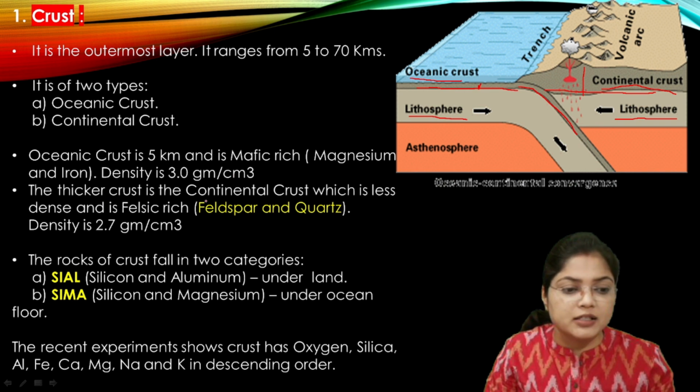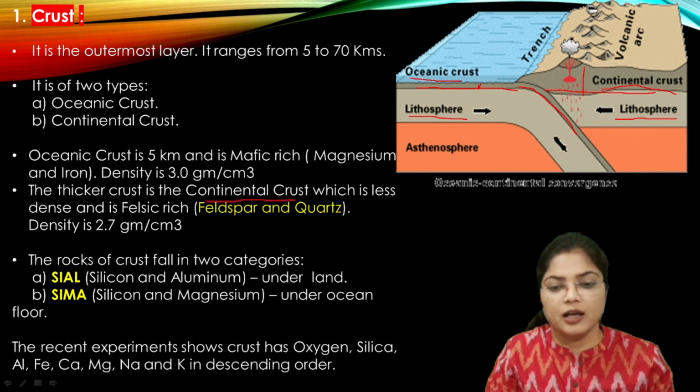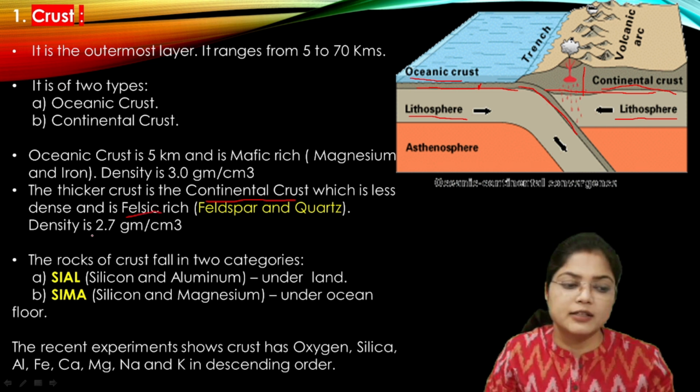The thicker crust is the continental crust. I have told you earlier only that continental crust is the thicker one, and it is rich in felsic. Felsic means feldspar and quartz, and its density is 2.7 gram per centimeter cube.